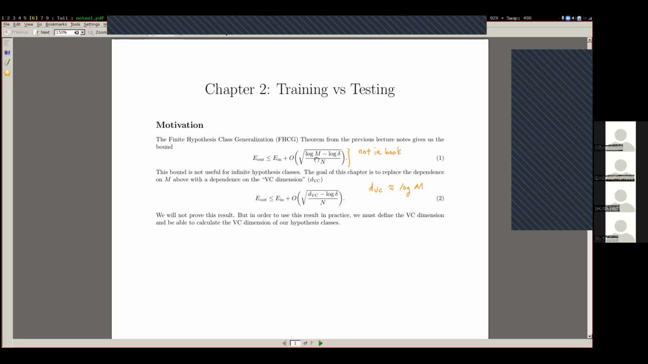If you have a finite hypothesis class, this M right here is the size of that hypothesis class. As the class gets bigger and bigger, our generalization error also gets bigger and bigger, but not by too much, because it's the log of M right here.